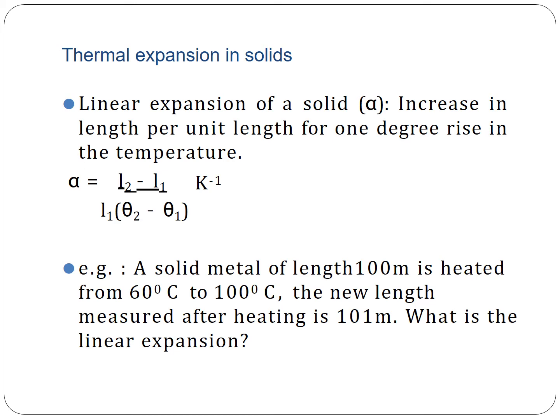It is the increase in the length per unit length for 1 degree rise in the temperature. Alpha equal to (L2 minus L1) upon L1 within bracket (theta 2 minus theta 1) K minus 1.